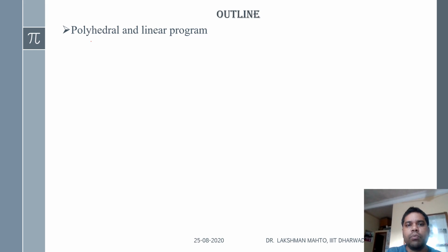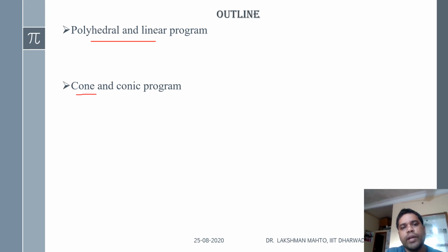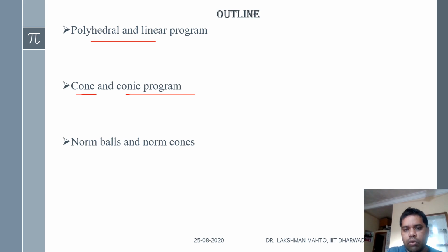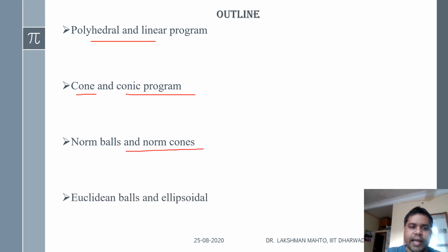Now coming to the outline of today's class. First, I would like to discuss polyhedral and the corresponding optimization problem defined over a polyhedral, which we call a linear program. Similarly, we will define a convex cone. Over a convex cone we can define a conic program, and we will look at possible techniques to solve it. Then I will define norm balls and the corresponding norm cones. At the last, if time permits, I will discuss Euclidean balls and ellipsoids. The ellipsoidal approach gives an alternative, very generalized technique to solve a conic program.